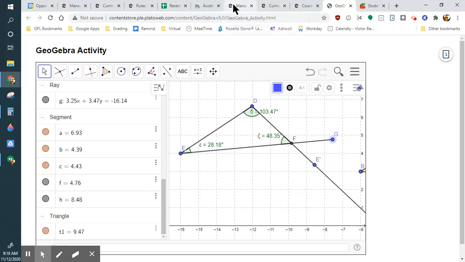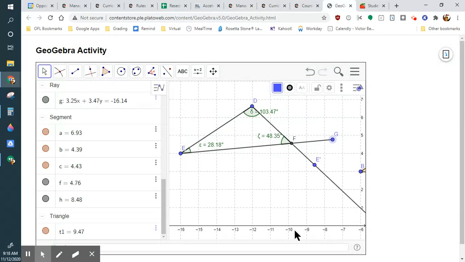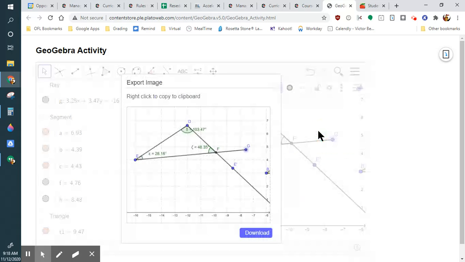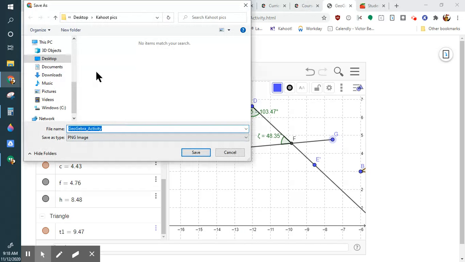All right, so now what I'm gonna do, let's see, it says take a screenshot. If you guys don't know how to take a screenshot, all you do is go to either download as or export image. I like export image because that way you don't have to figure out what type of file you want to save it as. It already saves it as a thing. So you go to download image, save the name.